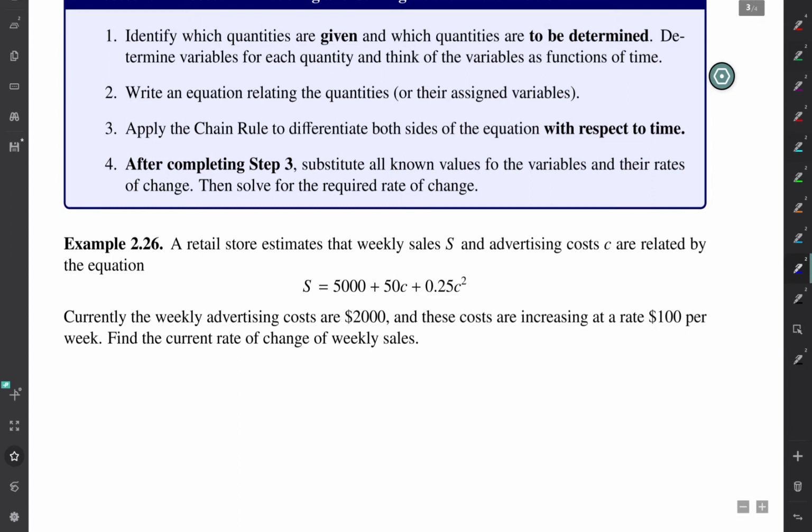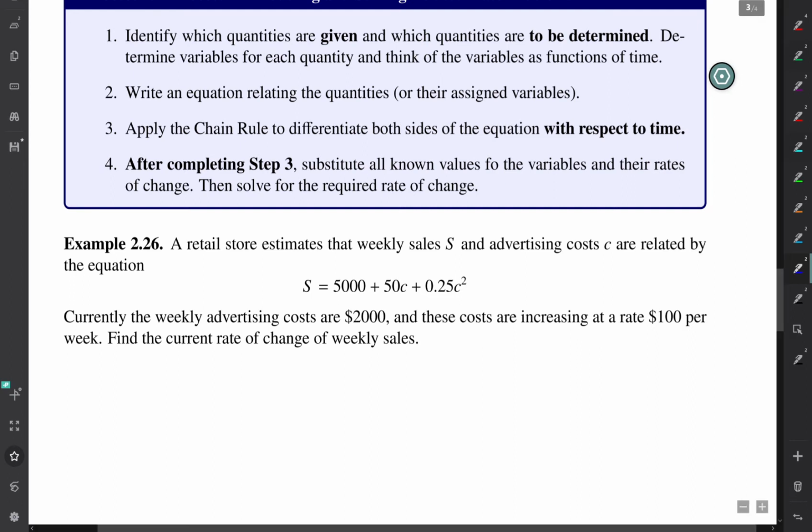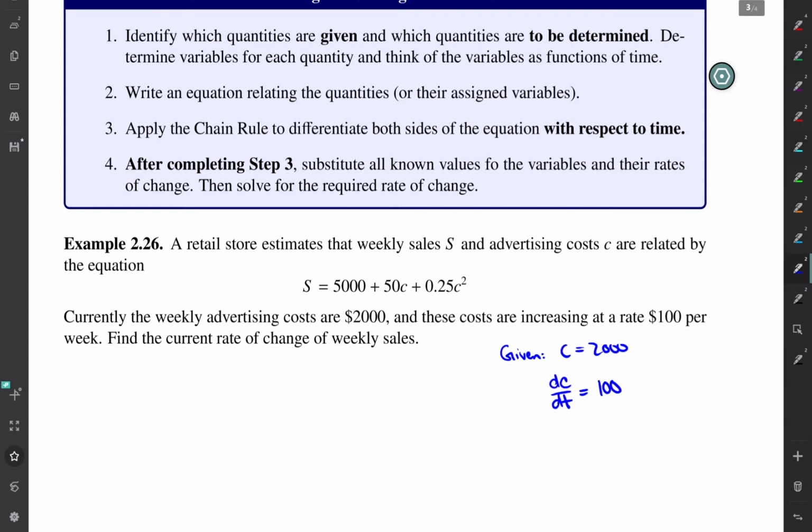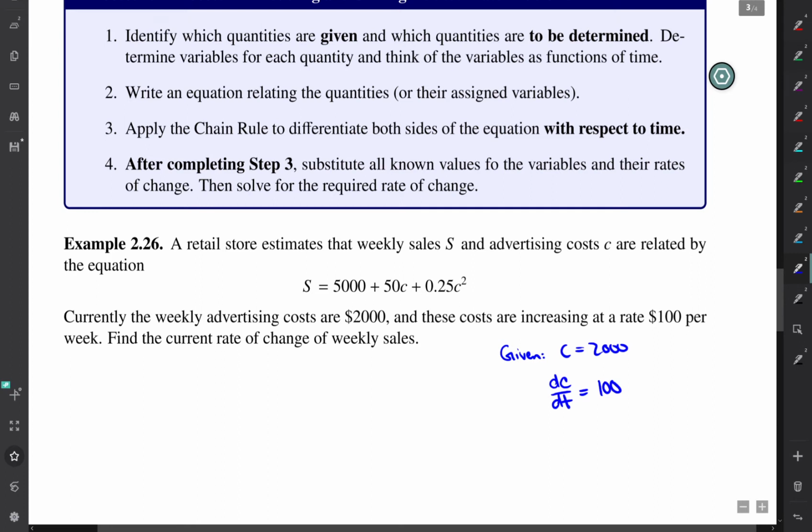Okay, and so step one says define which quantities are given and which quantities are to be determined. So we are given that the weekly advertising costs C are $2,000. So what's given is that C equals $2,000, and that the cost is increasing. So that's the rate of change dC/dt. The cost is increasing at $100 a week. It's a constant increase. So dC/dt is 100, C is 2,000, and what we're left to find is the rate of change of the weekly sales, dS/dt, which is to be determined.